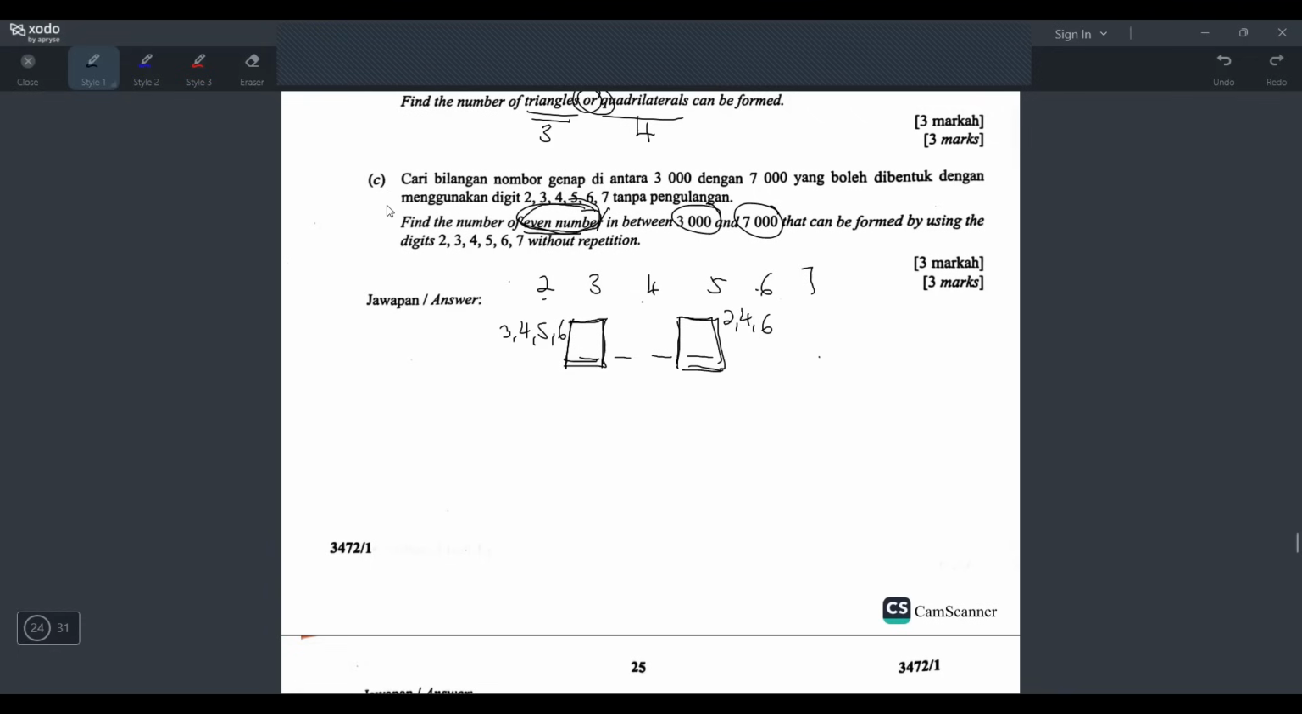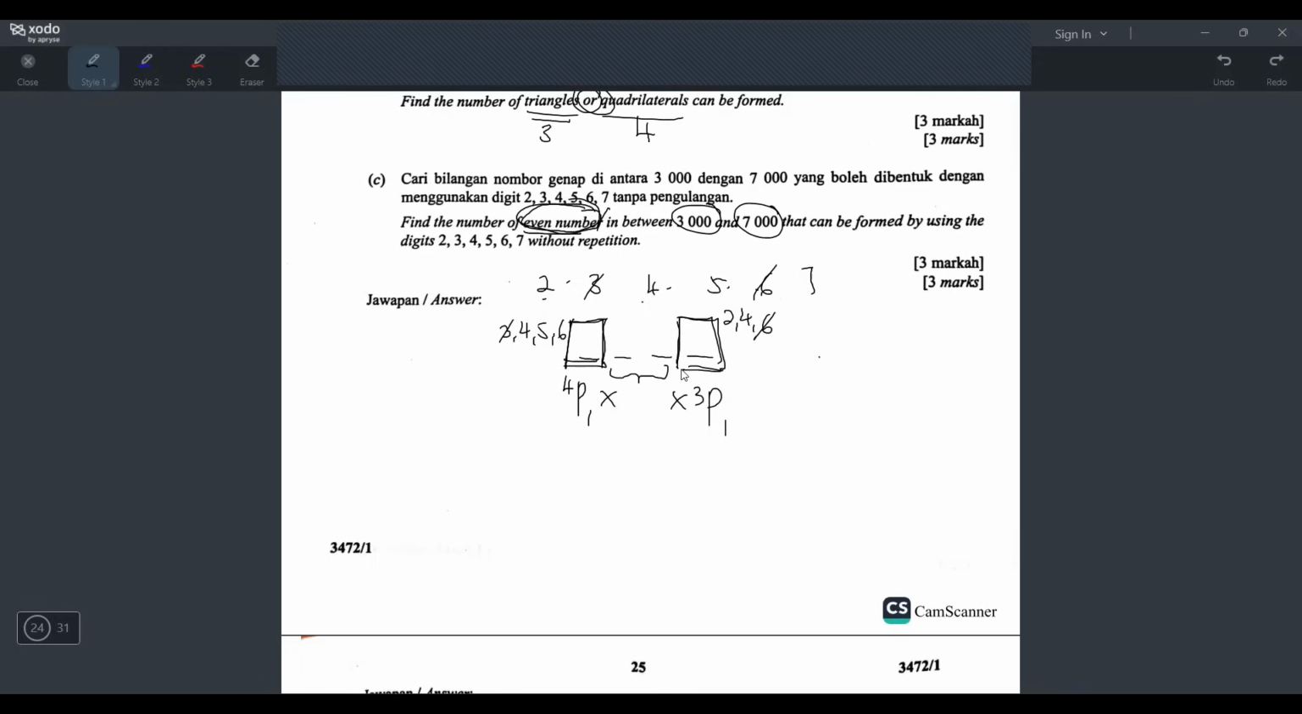Now, a lot of students will do it like this. This is wrong. I'm showing you the wrong method. A lot of students will write 4P1, 3P1, and then times. And for these two, because 3, 4, 5, 6, you've already used one, and 6, you've already used one, left 1, 2, 3, 4, and then 4P2. Okay, this is wrong, by the way. You cannot do it like this.